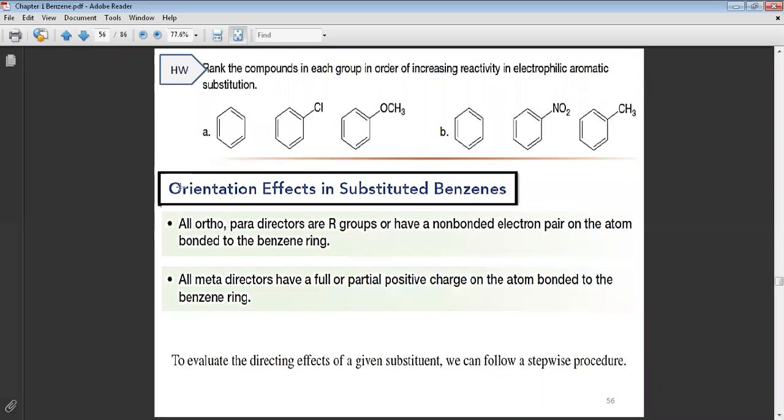Now, take this homework for you. Rank the compounds in each group in order of increasing reactivity in electrophilic aromatic substitution.